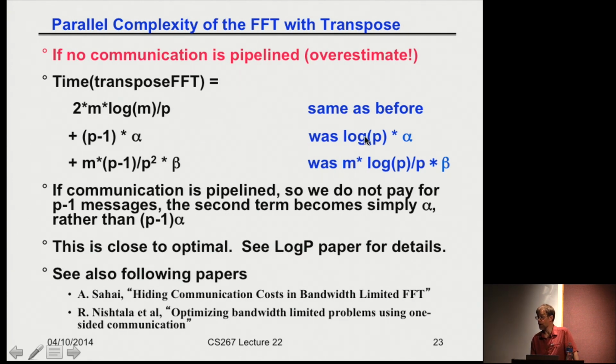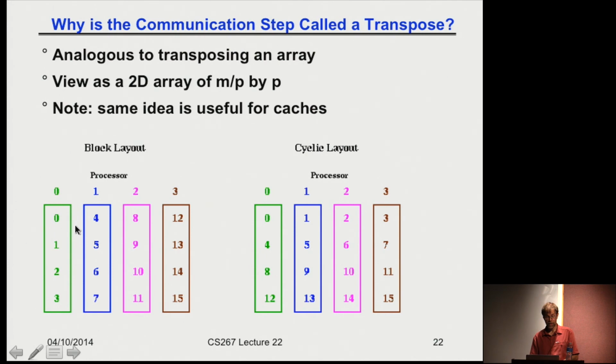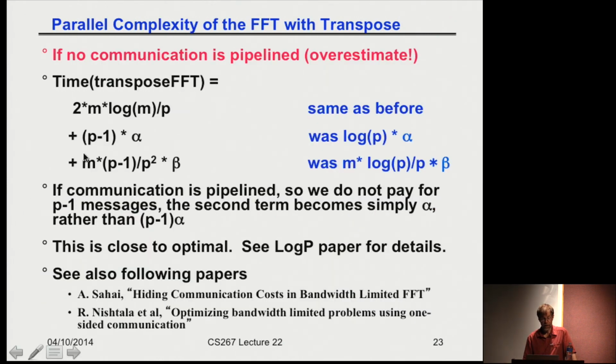I'm going from log p messages to p minus 1 messages, right? Because when I do a transpose, I have to send a little bit of what I own to everybody else, right? So processor 0 has to send 1 to processor 1, 2 to processor 2, and 3 to processor 3. This is all happening in one step. And so it looks like I'm doing p minus 1 messages. So that does not look like a win, does it? Going from log p to p minus 1.